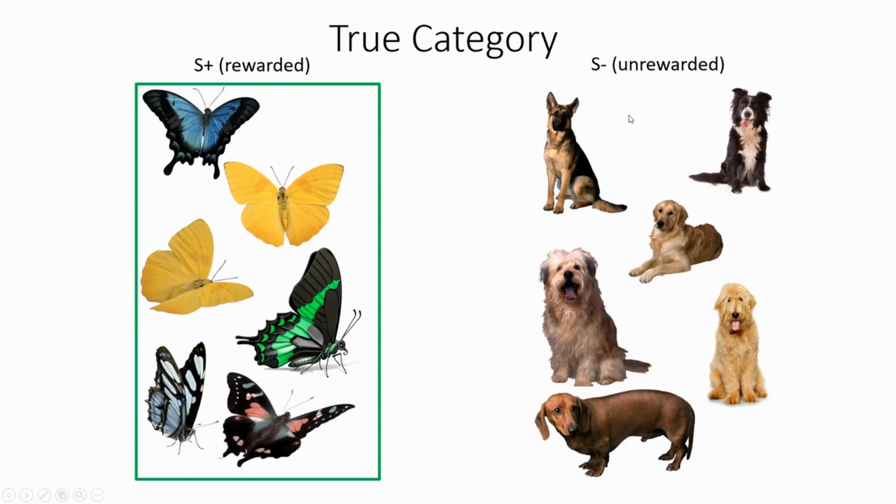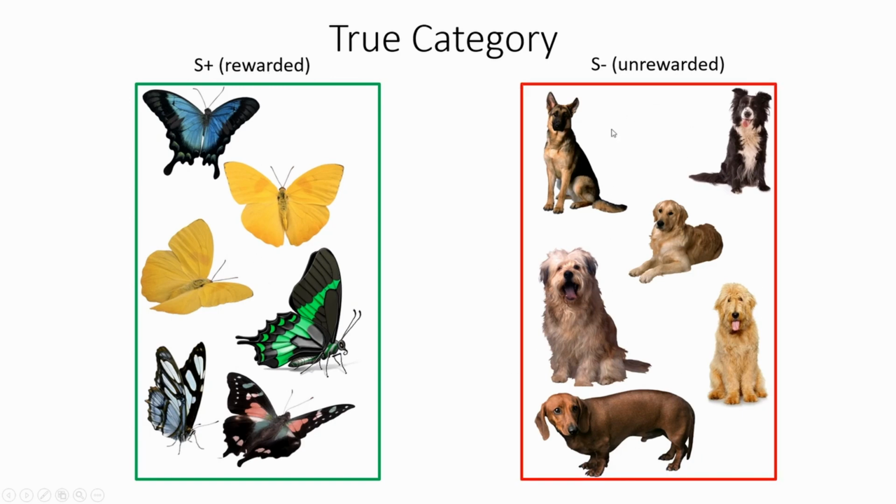And because we want them to know that dogs are different, whenever they see a dog, it would be an S- or unrewarded category. This means that if the chickadee flew to the feeder after seeing a dog, they wouldn't get food. The pigeon pecks the key next to the dog, they don't get food. The rat pulls the lever under the dog, they don't get food. So in this way, they learn that butterflies are rewarded, dogs are unrewarded.